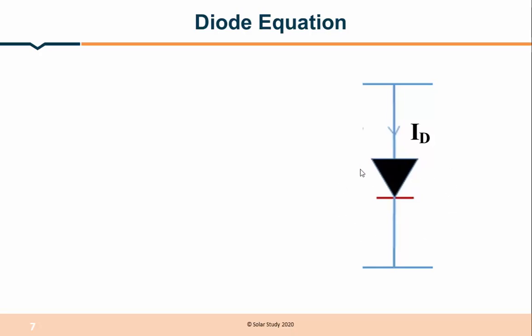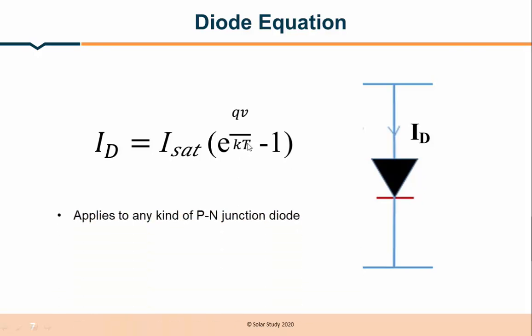Okay, so now ID is the current flowing in this diode, that is given by I sat. It is nothing but the saturation current which is formed in the PN junction diode, multiplied with the charge of an electron and the voltage inside the diode, that is called the thermal voltage, and divided by K. K is nothing but the Boltzmann constant, T is the temperature, and this equation applies to all types of diode.